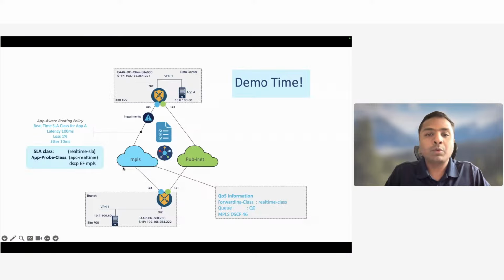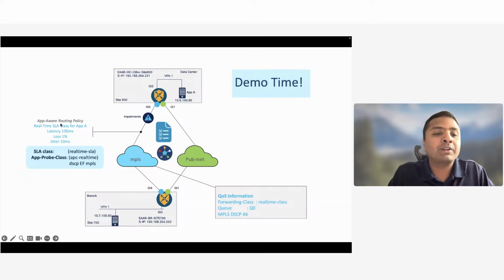Let me show you the topology here. I have two sites, the branch site at the bottom and the data center site, site 600, at the top. The focus will be on branch site 700. We have VPN 1, and we have configured an SLA class called real-time SLA and an app group class called APC real-time. And we are using DSCP expedited forwarding, or EF, for the MPLS transport.